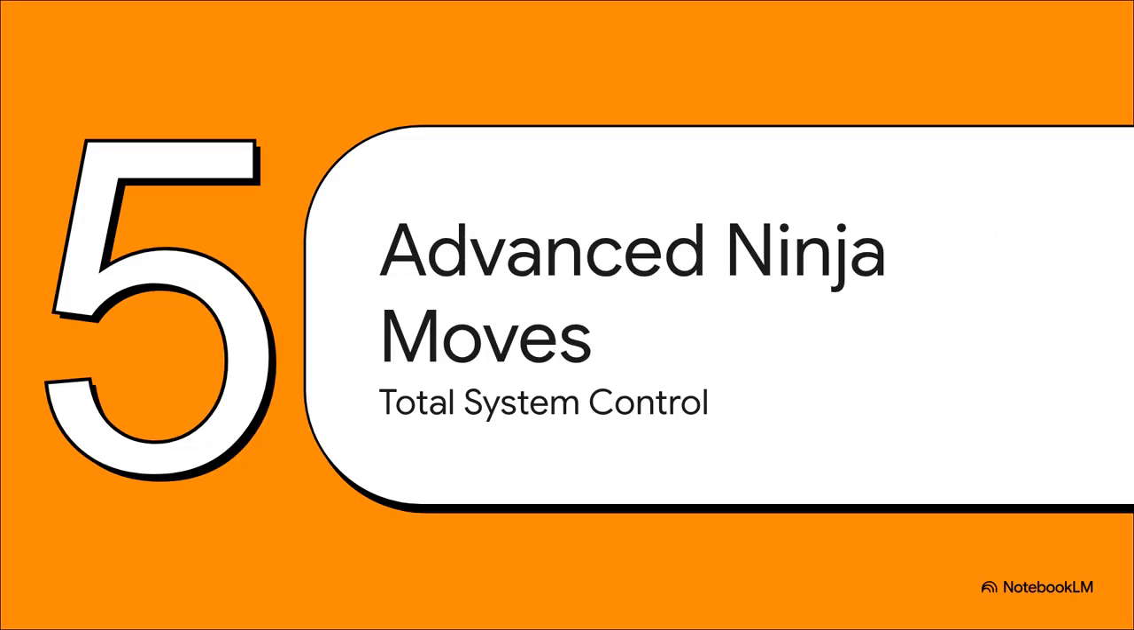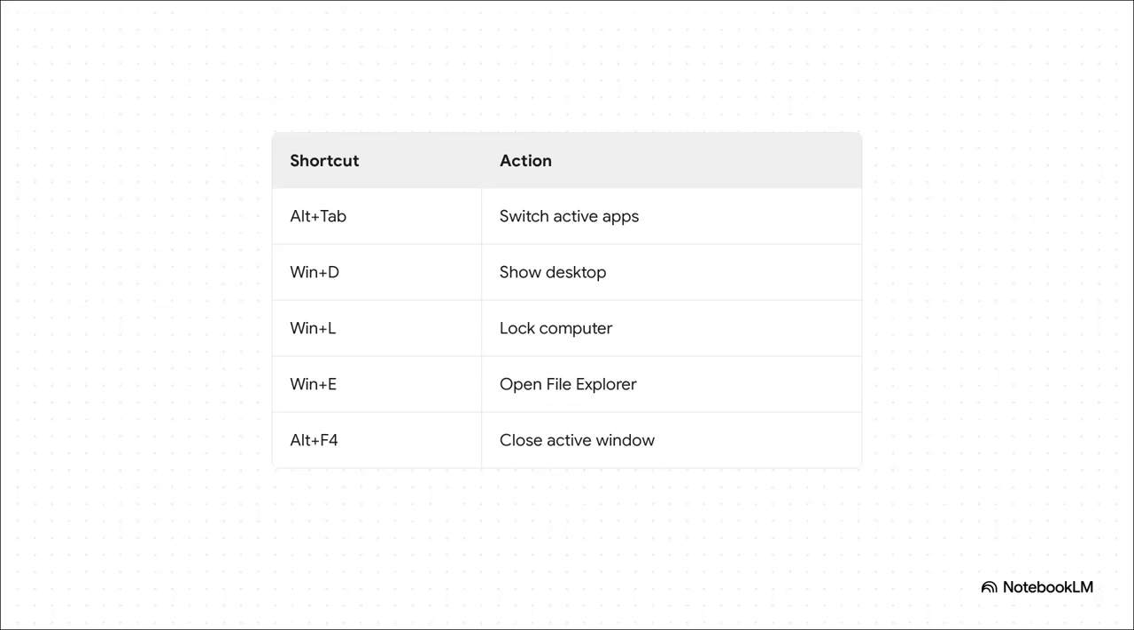Finally, Section 5, Advanced Tech Ninja Moves, Total System Control. For our final act today, we're going to elevate your skills to true digital ninja status using advanced Windows system commands. These essential shortcuts allow you to maneuver through your operating system with just incredible fluidity. Alt plus Tab lets you rhythmically bounce back and forth between your active apps. Need to hide your screen quickly? The Windows key plus D shows your desktop instantly. Stepping away for coffee, Windows key plus L locks your computer in a single quick motion. Need to track down a file? Windows key plus E opens your file explorer right up. And when you're completely done with an active window, Alt plus F4 closes it down entirely.